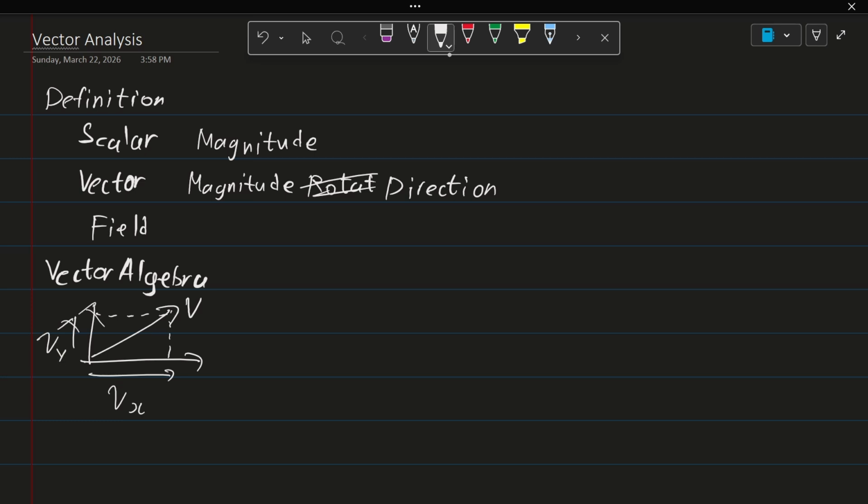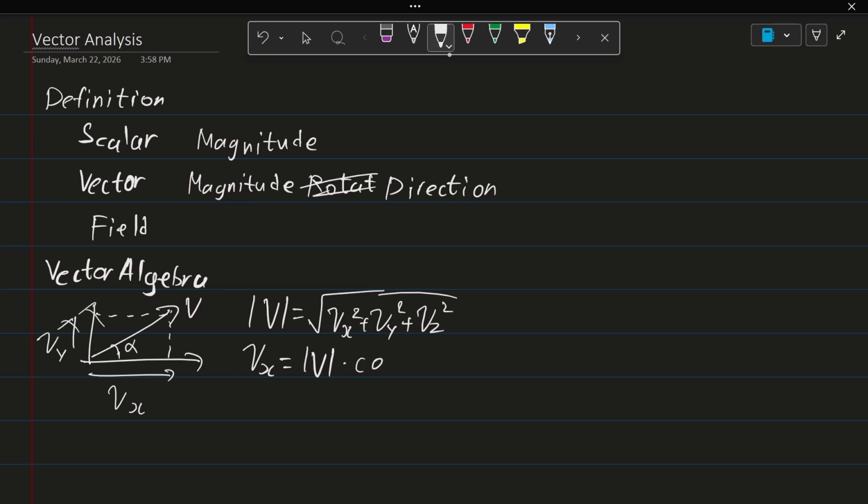If you extend this to three dimensions, you get the length of your vector by Pythagoras, which is vx squared plus vy squared plus vz squared. Now you could also use some geometry to figure out what vx and vy are. Let's say this angle is alpha between the x-axis and your vector. It means you could figure out the component in the x direction to be the length of v multiplied by the cosine of alpha, which comes from geometry.